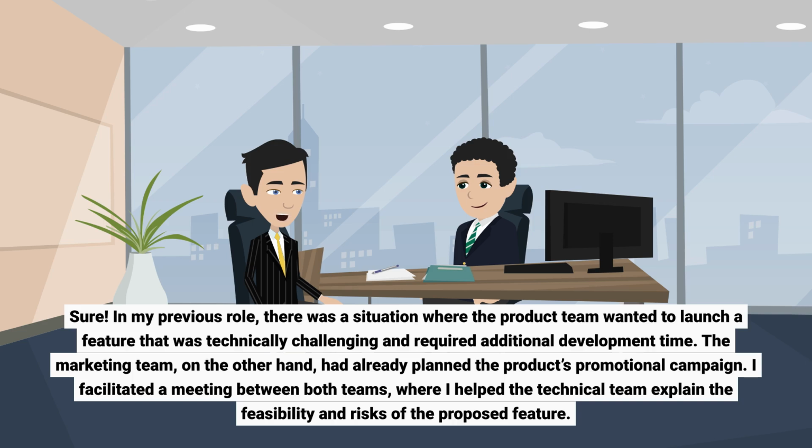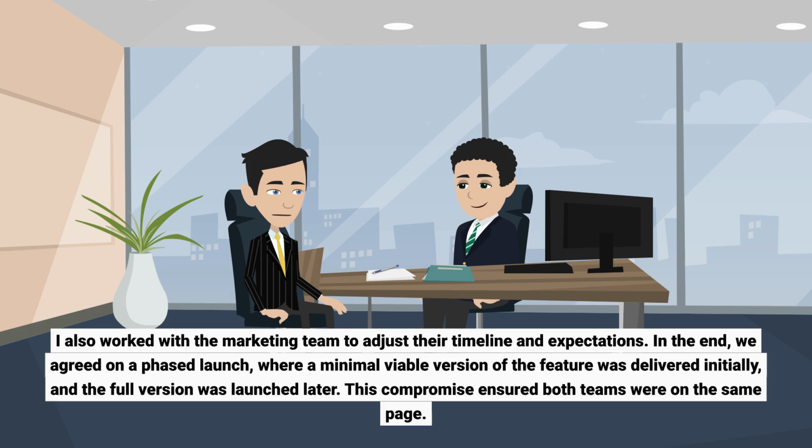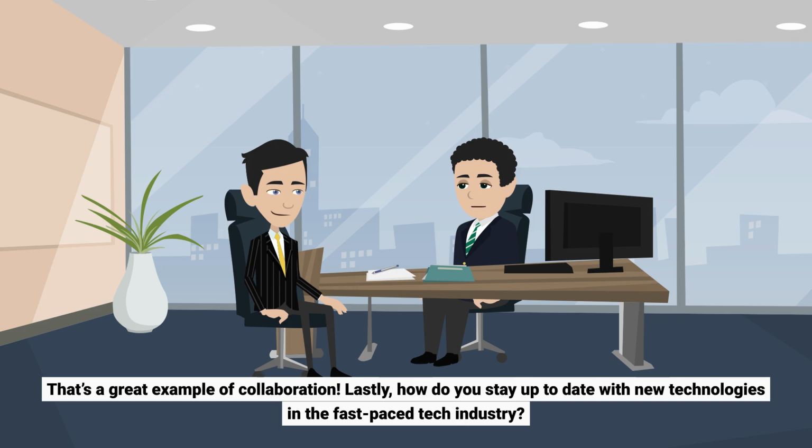I facilitated a meeting between both teams, where I helped the technical team explain the feasibility and risks of the proposed feature. I also worked with the marketing team to adjust their timeline and expectations. In the end, we agreed on a phased launch, where a minimal viable version of the feature was delivered initially, and the full version was launched later. This compromise ensured both teams were on the same page. That's a great example of collaboration.